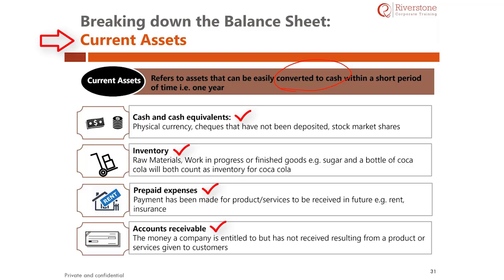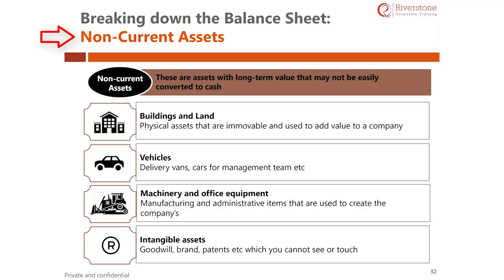Money that is outstanding for 7 days is called receivables, which we get from customers. Now, let us understand non-current assets. Non-current assets are the opposite of current assets, have a long-term value and cannot be easily liquidated. It takes time to liquidate the non-current assets.